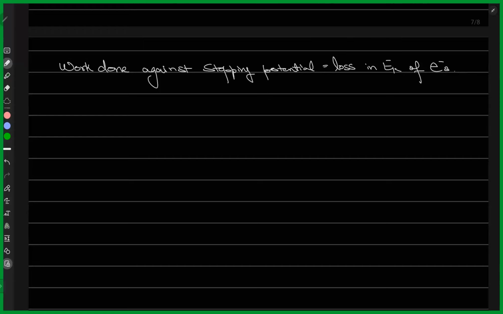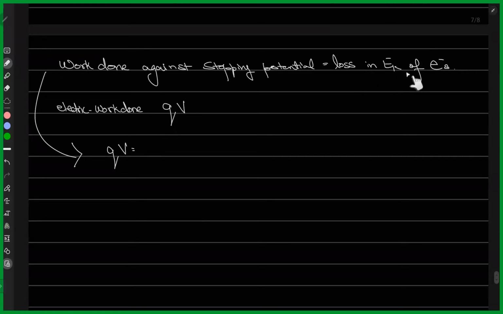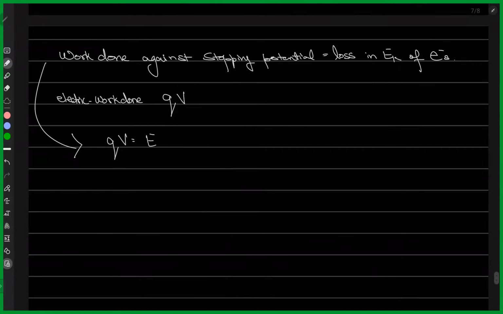Now, we know that the work done against any kind of potential is QV. This is the electric work done. It's just Q times V, where V is the potential difference and Q is the charge. So now I can take this equation and put it like this: QV is equal to the loss of kinetic energy, which is just the maximum, Ek max. What does this tell you? This tells you that this Ek max is equal to QV, where this potential is now the stopping potential. So this is what we have.